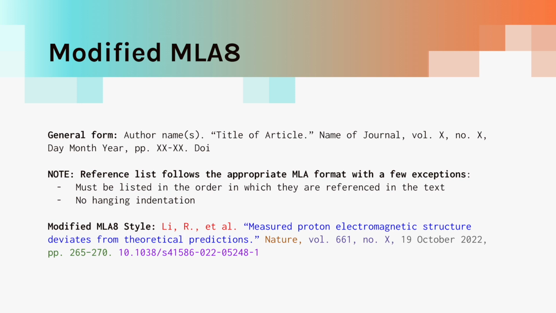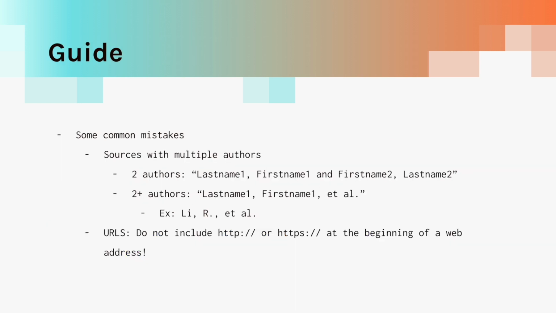We use a modified MLA8 citation style. Here is the general form and an example of how the citation should look. Please note that the reference list in your paper should follow the appropriate MLA format with a few exceptions. First, the references must be listed in the order in which they are referenced in the text instead of alphabetically. Second, the references should not be listed with a hanging indentation.